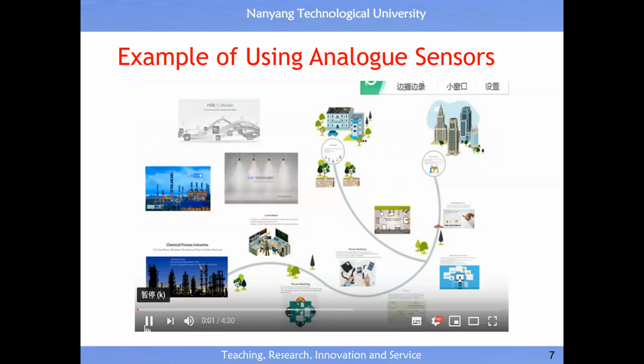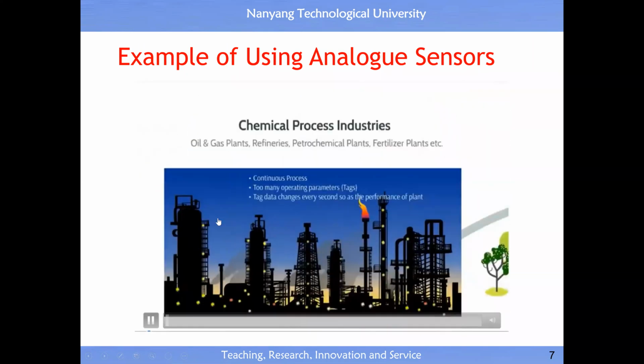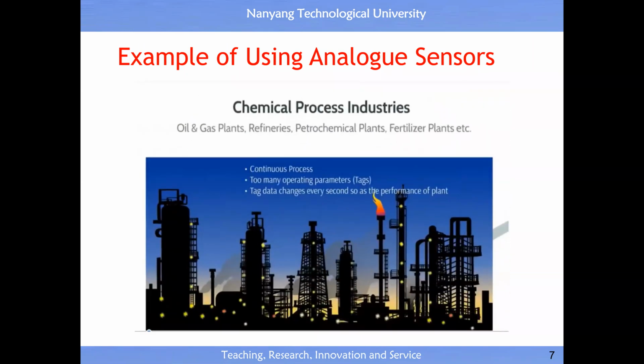And this also looks like a chemical manufacturing plant. Most of the chemical process industries, the manufacturing process is continuous. There will be many operating parameters that change continuously, every fraction of a second. These operating parameters are often called tags.